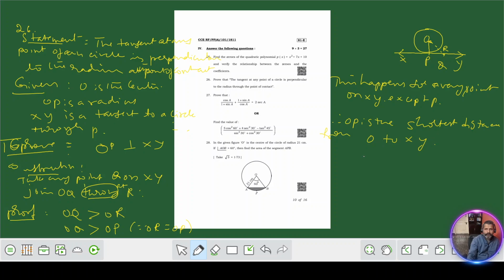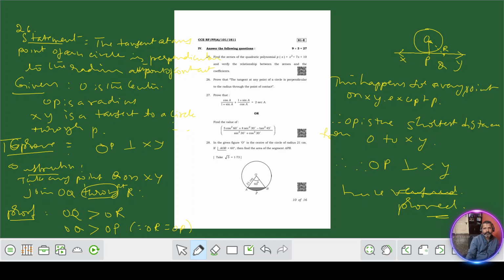Therefore, shortest distance is nothing but the perpendicular distance. Therefore, OP is perpendicular to XY. At the end, since it's a theorem, you have to write hence proved. Okay. This is not that important a theorem.